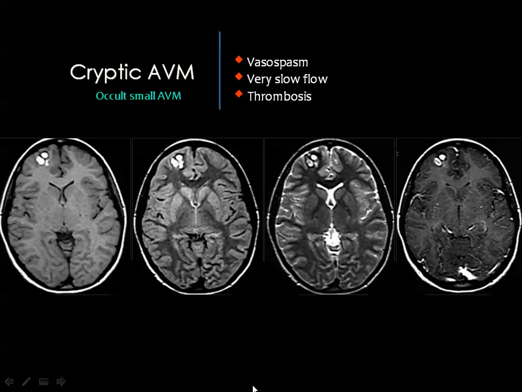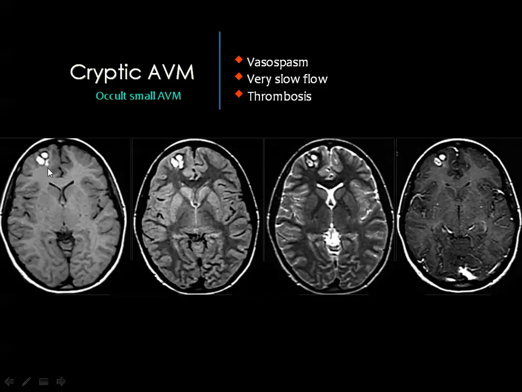Then a small partially thrombosed arteriovenous malformation is known as the cryptic AVM. The cryptic AVM, by definition, is a small vascular malformation that has bled once and then became thrombosed. Then you will see one or two vessels which are thrombosed, and in the MR images, a thrombosed vessel will show bright signal in all pulse sequences because of the presence of subacute blood.